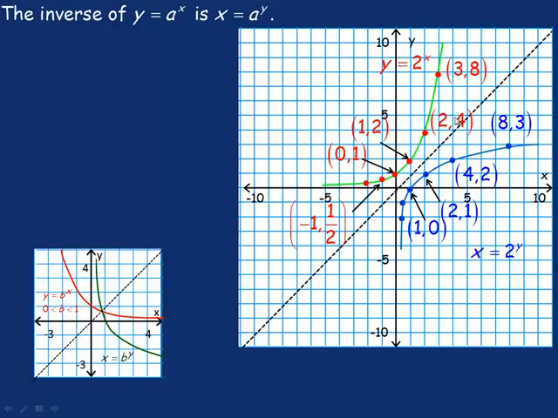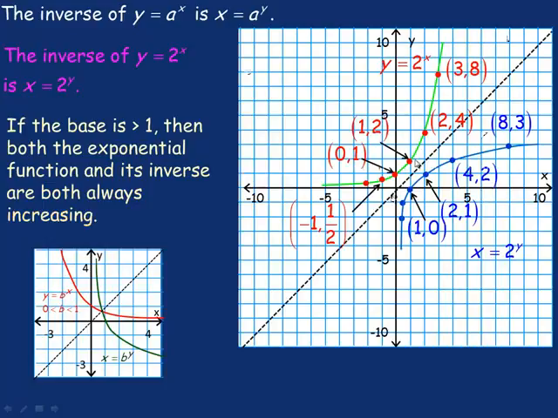Now, we switched x and y for all the ordered pairs, so in the equation you do the same thing. y becomes x and x becomes y. So the inverse equation would be x equals 2 to the power of y. So the inverse of y equals 2 to the x is x equals 2 to the y, and that's what the graph looks like.